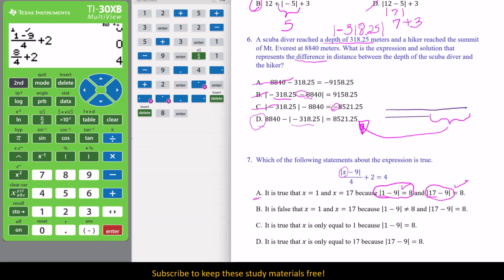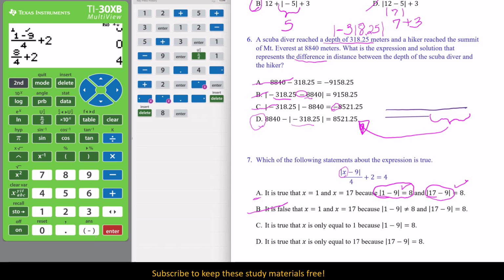Let's see. B says it's false because the absolute value of 1 minus 9 does not equal 8. Well, that's not true. We just verified that by what we did above. If it didn't equal 8, it would have equaled 0. So we've already proven that. Even though I entered the wrong thing to begin with, I've proven that B is incorrect. So I disagree with B.